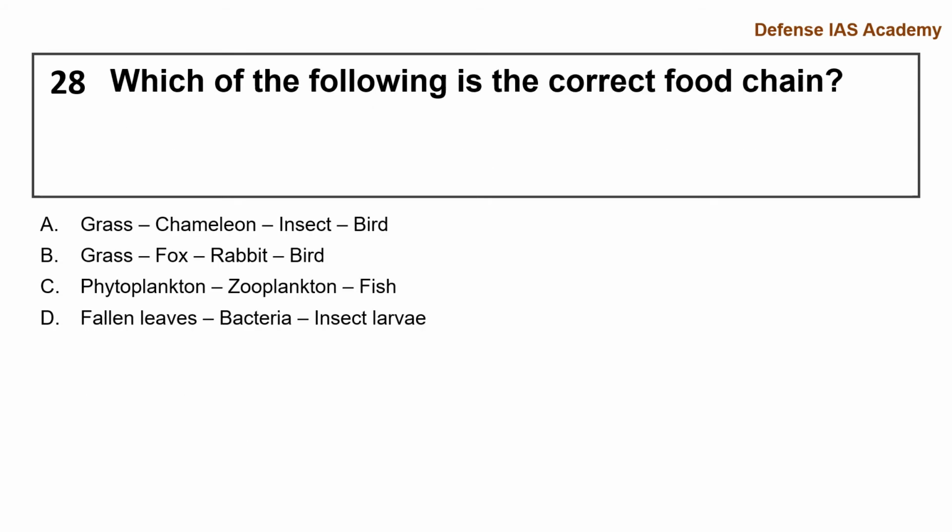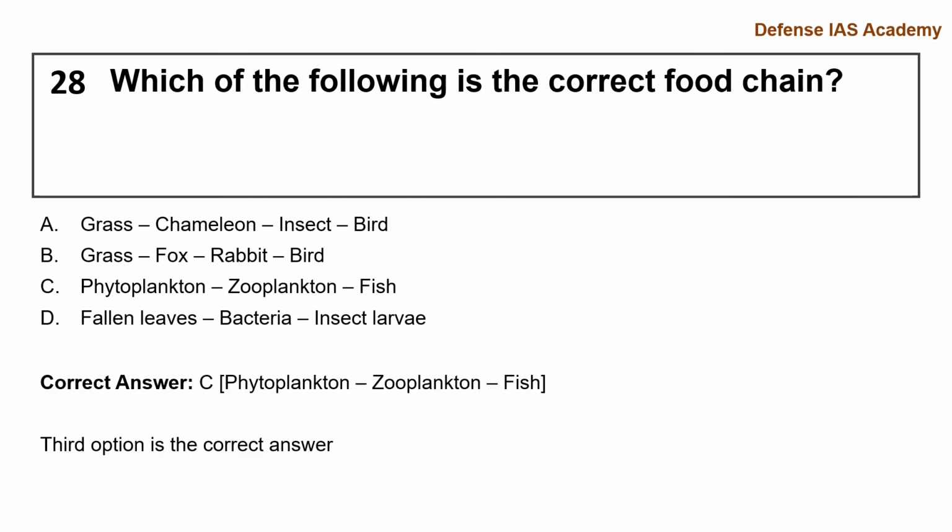Question 28. Which of the following is the correct food chain? The correct answer is option C, phytoplankton, zooplankton and fish. Third option is the correct answer.